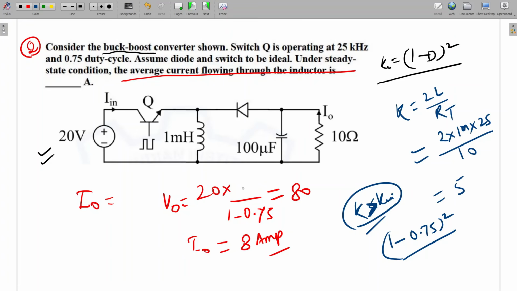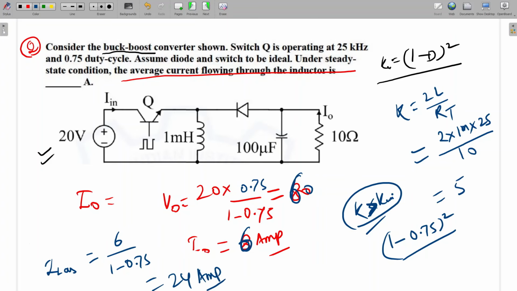How much is the output voltage? 60. This is 60. So the output current will be 6 amperes. And IL average will be 6 divided by 1 minus 0.75. How much will it be? 24 amps. 24 amps is the correct answer.